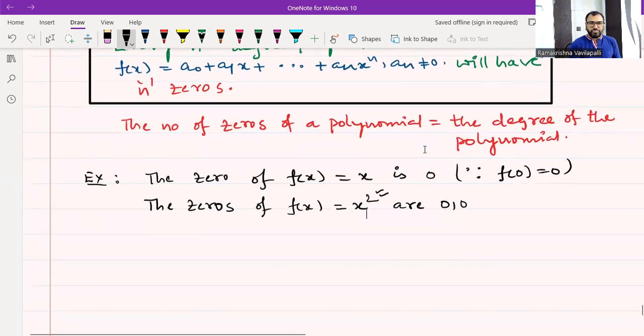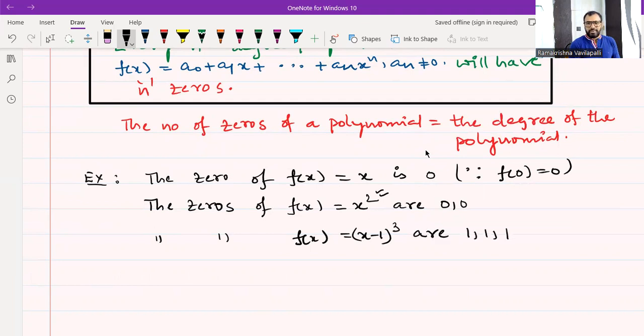Similarly, take the zeros of f of x equal to x minus 1 whole cube. So the zeros of this polynomial are 1, 1, 1, since f of 1 equal to 0. Even though they are repeated, you must say what the zeros of the polynomial are: 1, 1, 1. The number of zeros of the polynomial equals the degree of the polynomial.